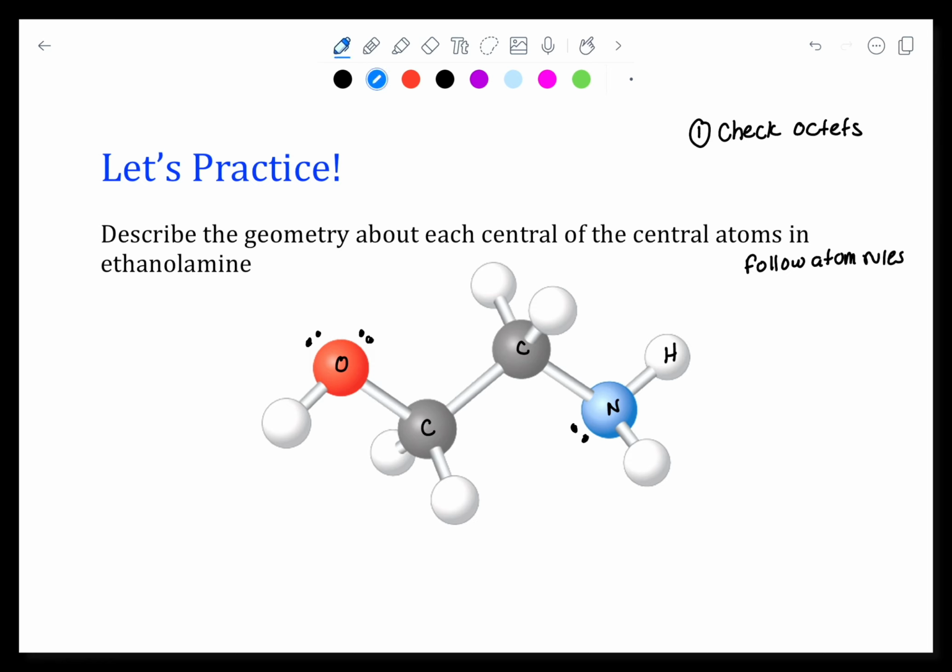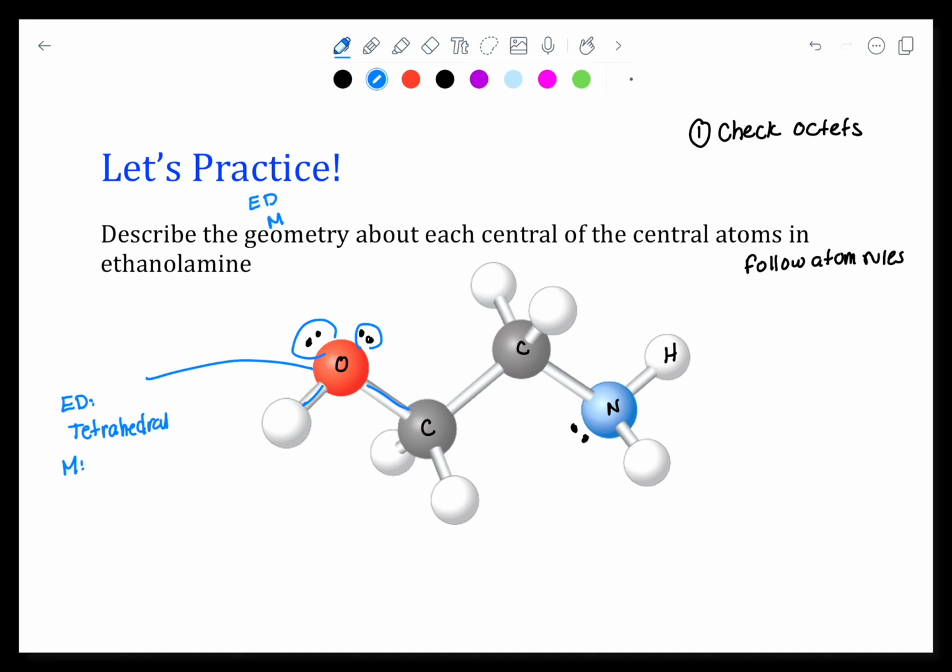Okay, so now that we know where our lone pairs are, we can now determine the geometry. Now I didn't specify the geometry, so let's do both. Let's do electron domain and the molecular geometry, just to get the practice in. So let's go left to right. Let's do the oxygen first. Our oxygen, for the electron domain, has 1, 2, 3, 4 domains. So if it has 4 domains, that would be tetrahedral.